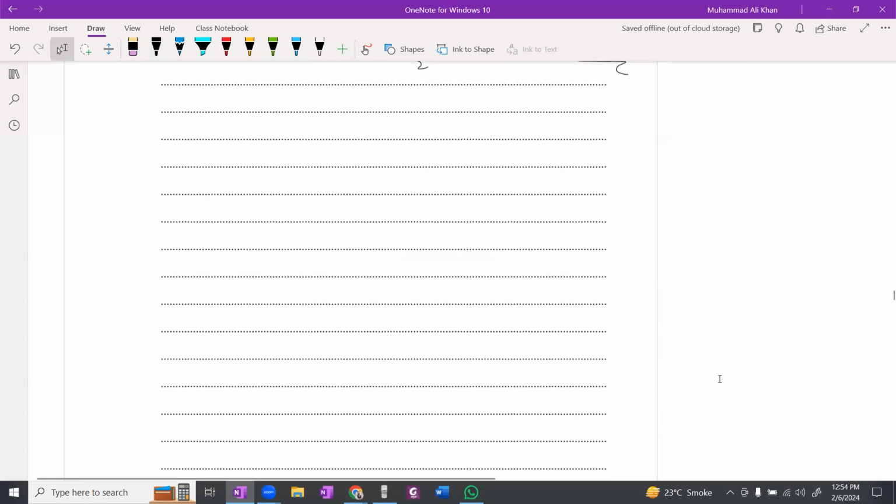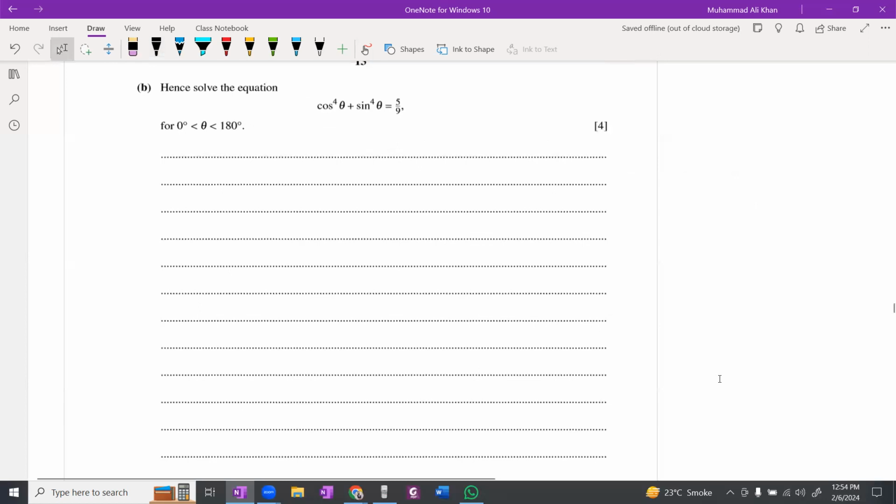Now in the second part we have to solve the equation. क्या इक्वेशन दी गई आपको? वही इक्वेशन आपको दी गई, cos 4 theta plus sin 4 theta equals to 5/9, and we know that cos 4 theta plus sin 4 theta is equals to 1 minus 1/2 sin square 2 theta equals to 5/9. So now we can say that half sin square 2 theta equals to 1 minus 5/9.